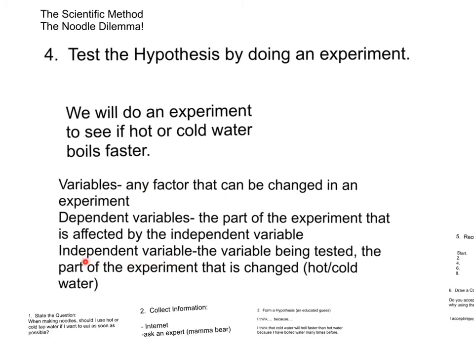The independent variable is the variable being tested, the part of the experiment that is changed. So our independent variable was the hot and the cold water. You can pause this if you need to write down anything more about variables, dependent variables, or independent variables. And once again, this was the fourth step. That's when we test the hypothesis by doing an experiment.